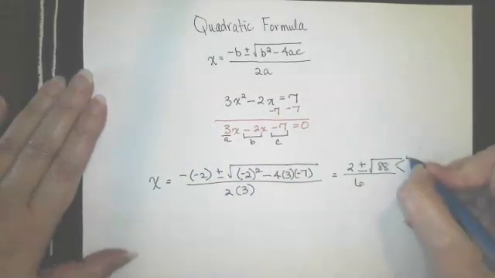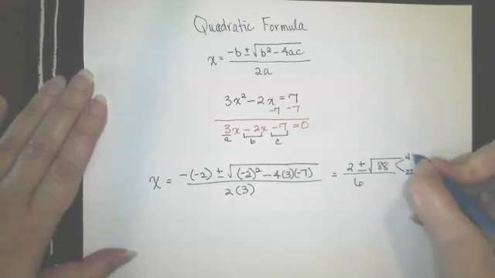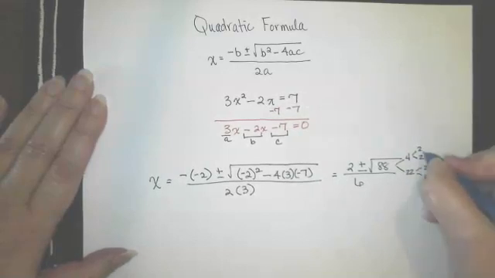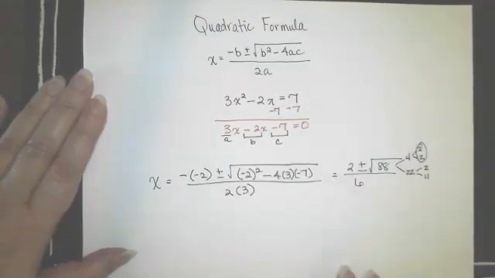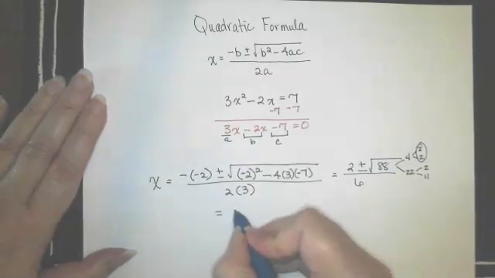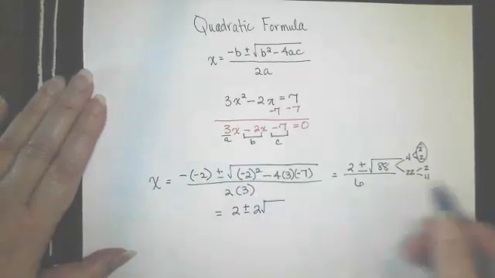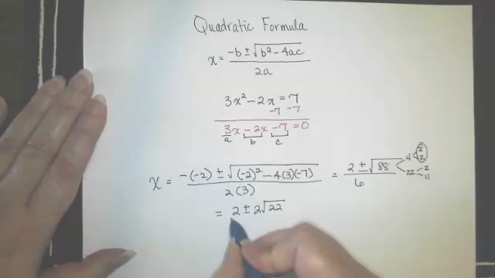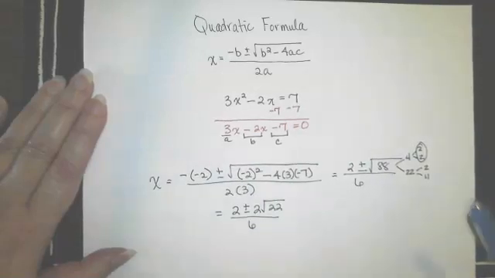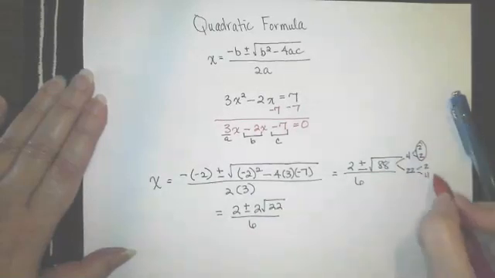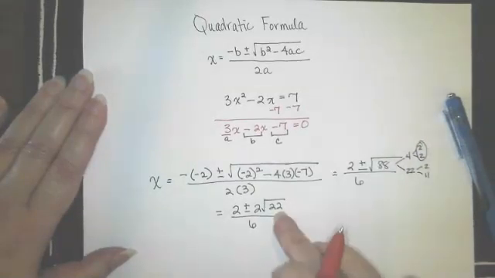So 88 is 4 times 22. 4 is a pair of 2's. 22 is 2 and 11. So since I'm doing a square root, I'm going to take out my 2's. So that's going to give me 2 plus or minus 2 square root of 22 over 6. And then the number inside my radical is now locked. So I've already tried to simplify it. I couldn't get pairs out of 22, so I'm finished with that.